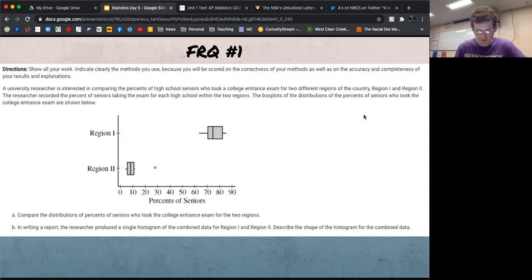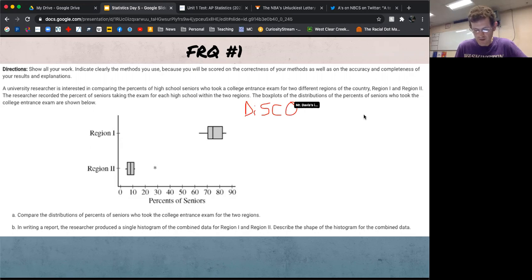Okay, so we want to compare. When we compare, we're using things like greater than, less than. And there's some things we can compare, like the center. Remember DISCO, first of all.